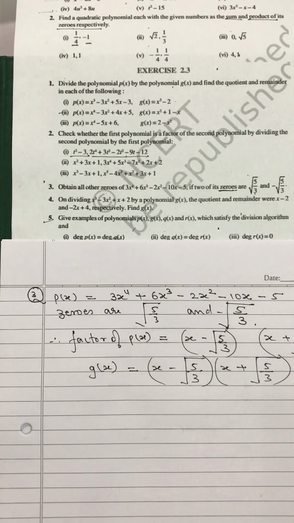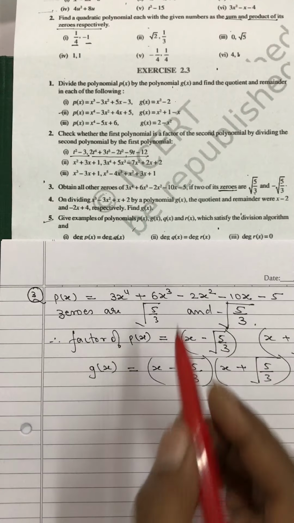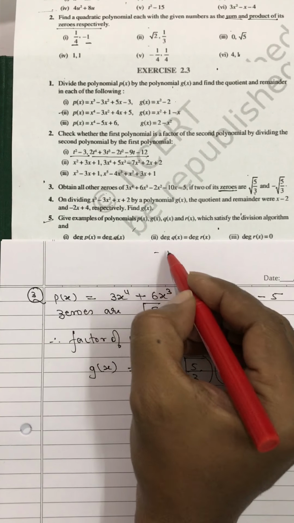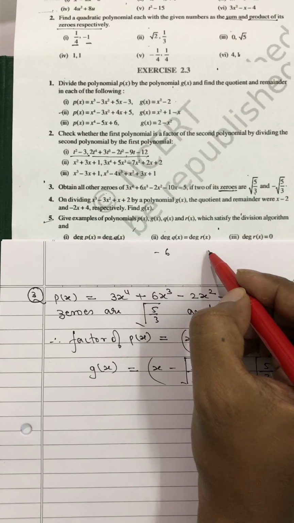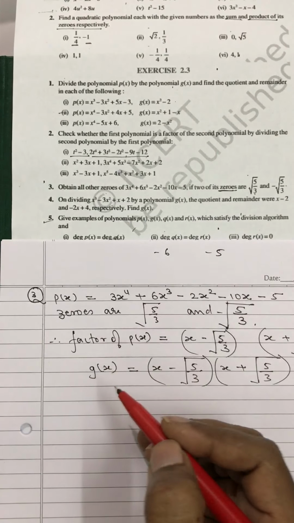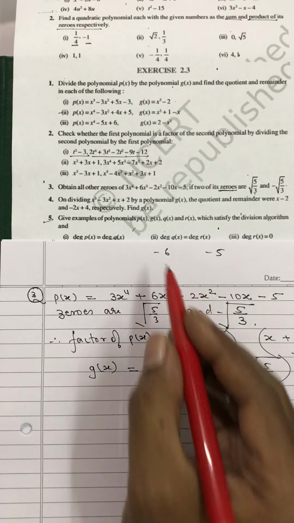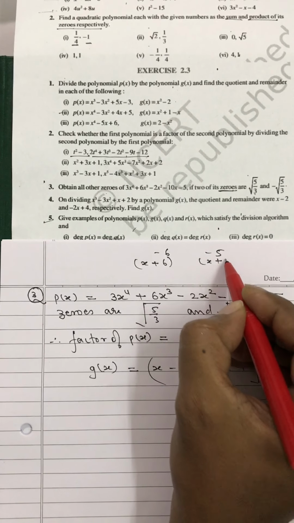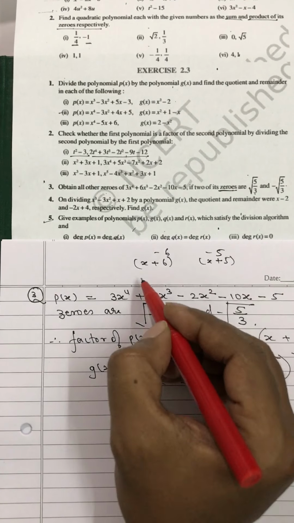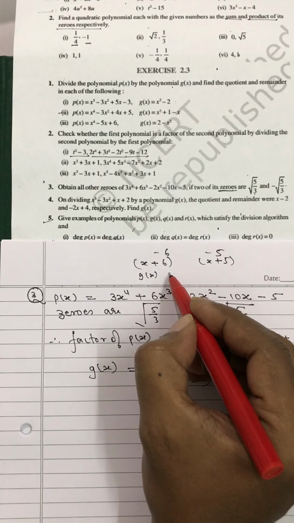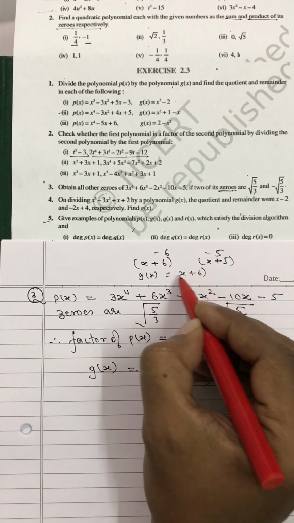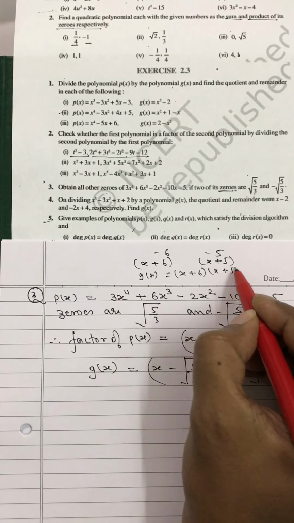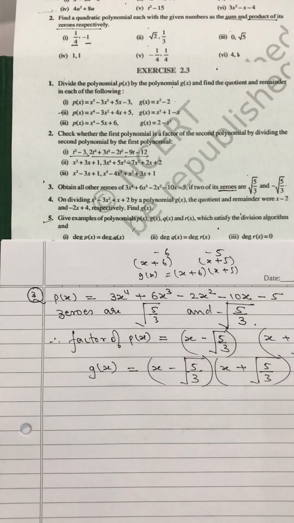That thinking will be wrong, because tomorrow if they give you factors, zeros are supposing minus 6 and minus 5, these are the zeros. The factors will be what? x plus 6, x plus 5, and then g of x will be equal to x plus 6 into x plus 5. This will be g of x.